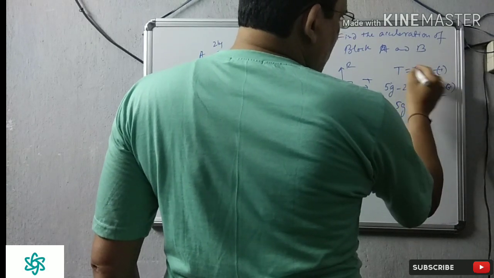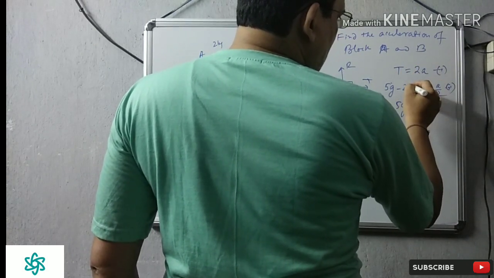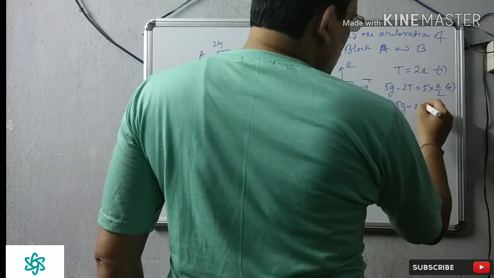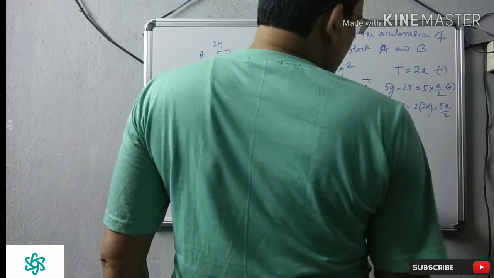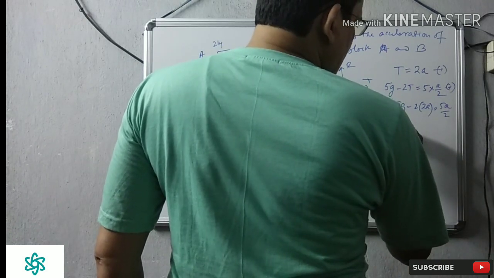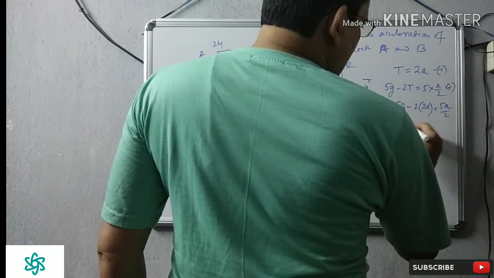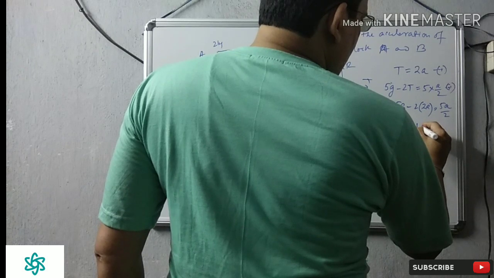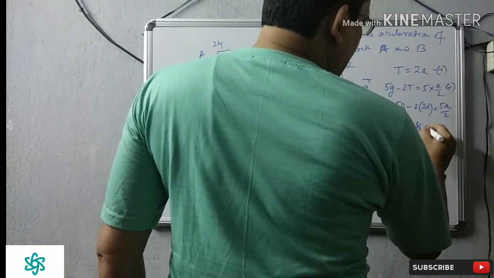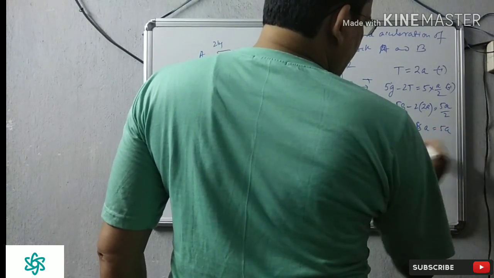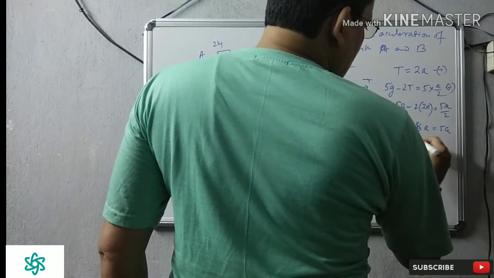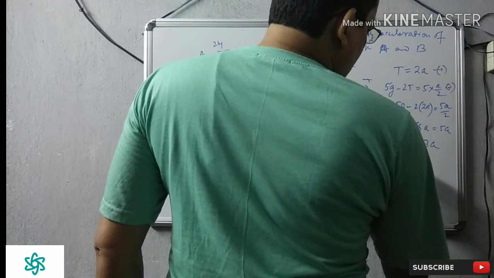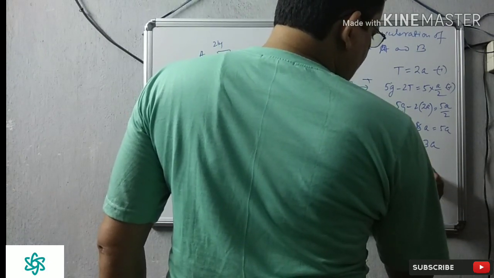5g, put the value of T, which is 2a, here: 2 into 2a, that is equal to 5a by 2. So 5g, that is 10g, minus 8a is equal to 5a. So 10g is 13a. You have to find a, which is 10 by 13 g.